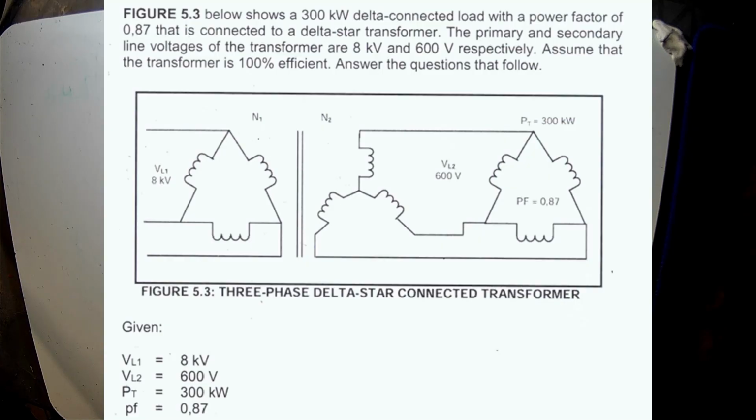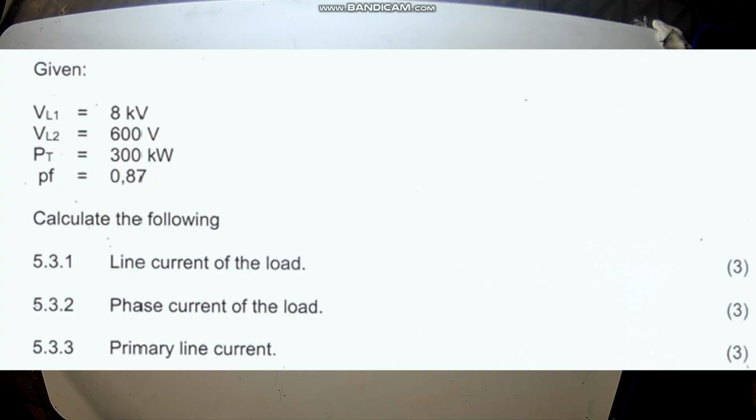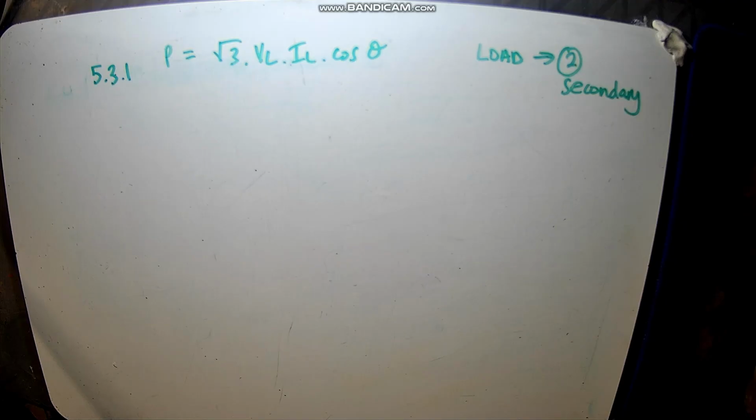Okay, so remember the left hand side is the primary, right hand side is the secondary, and PF is cos theta. Right, the first question says 531 line current of the load. Okay, so it uses the word load. So when you see the word load, you must know it's the secondary side. Right, in this question, they gave us the power. Do note that the power is given, power factor is given, the secondary line voltage is given. The only one that's not given is the secondary line current. And the first question says the secondary line current, which means the load.